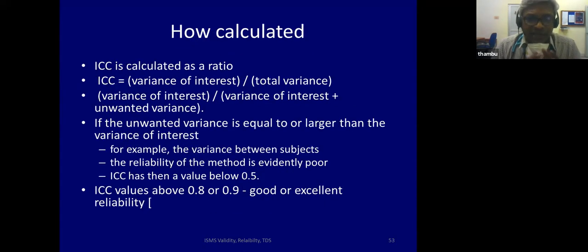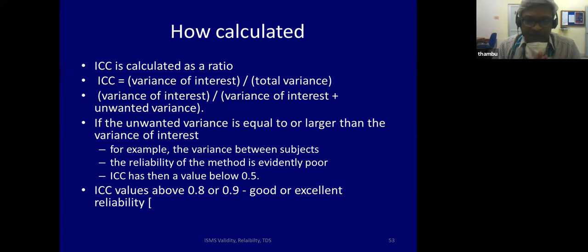So how is the intra-class correlation coefficient calculated? It is calculated as a ratio. It's equal to the variance of interest divided by the total variance. In other words, the variance of interest divided by the variance of interest plus the unwanted variance. If the unwanted variance is equal to or larger than the variance of interest, then you have a problem.